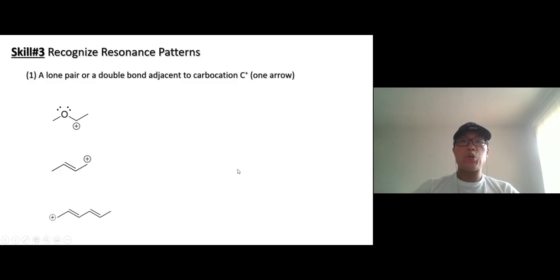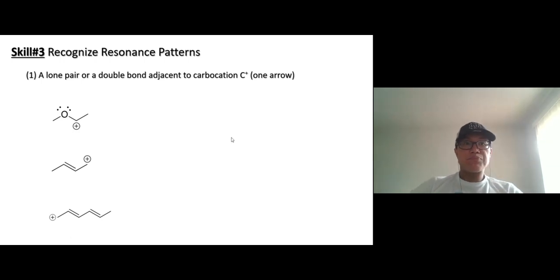All right, so we're gonna use what you learned in the previous 3 videos here. This is probably the most important part of drawing resonance structures, and I can't stress enough how important resonance is. We're gonna use a lot of resonance in later chapters, especially when we try to explain observations or do reactions. There are several resonance patterns that you should be familiar with. It will help you later on.